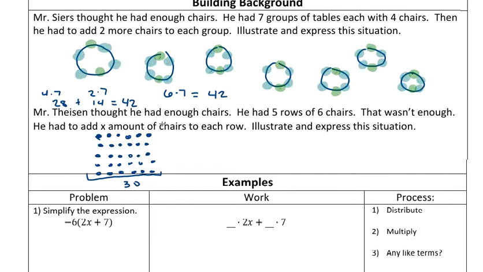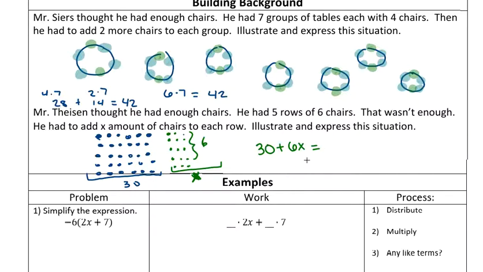Okay, that wasn't enough. He needed to add X amount. So we're not sure how much he needs here, but we're going to be adding it on to each row. It could keep going on and on. There could be 3, there could only be 1. We're not sure, an X amount. But there's 6 here, and it goes X across. So a way we could express that is if I have 30, I would add on 6 times whatever this X amount is.